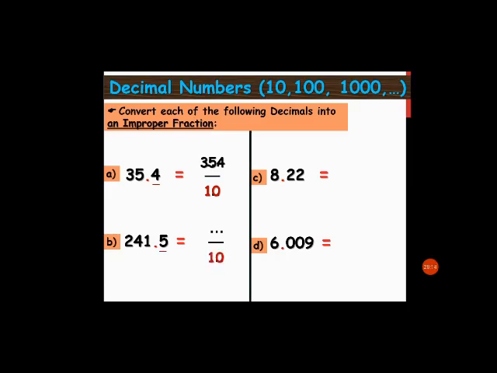The second one, how many places to the right? It's just one place, so it's 10. And we put all of the digits of that decimal number, but without the decimal point. So 2415 over 10. How many places to the right? 2 places, so 100 in the denominator, and then 822 in the numerator. How many places to the right? 3 places, so 1000 and 6009 in the numerator. So I put in the numerator the decimal number as it is, but without the decimal point.